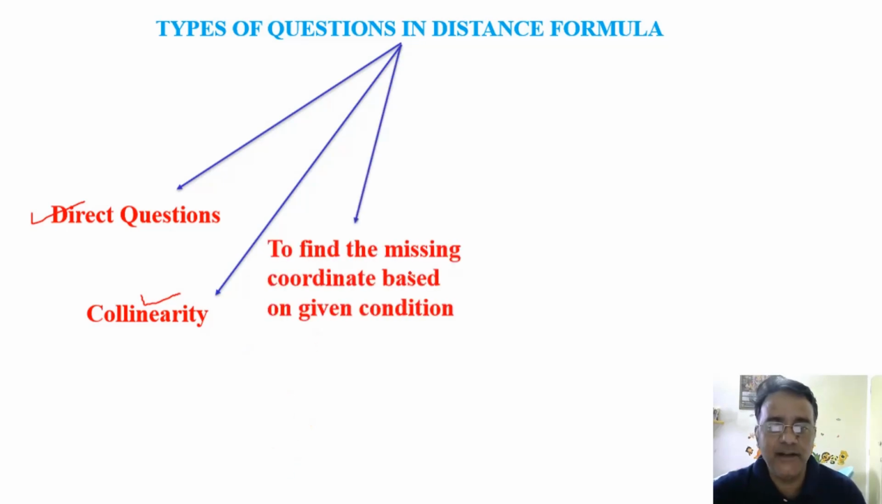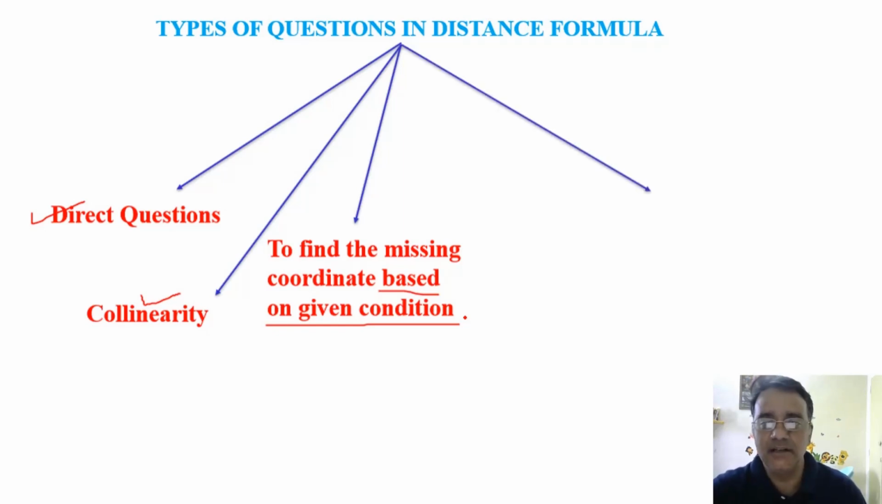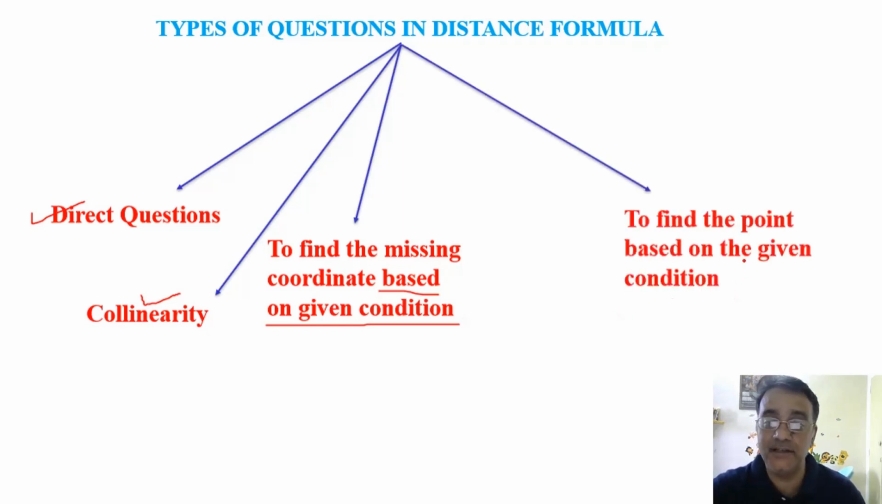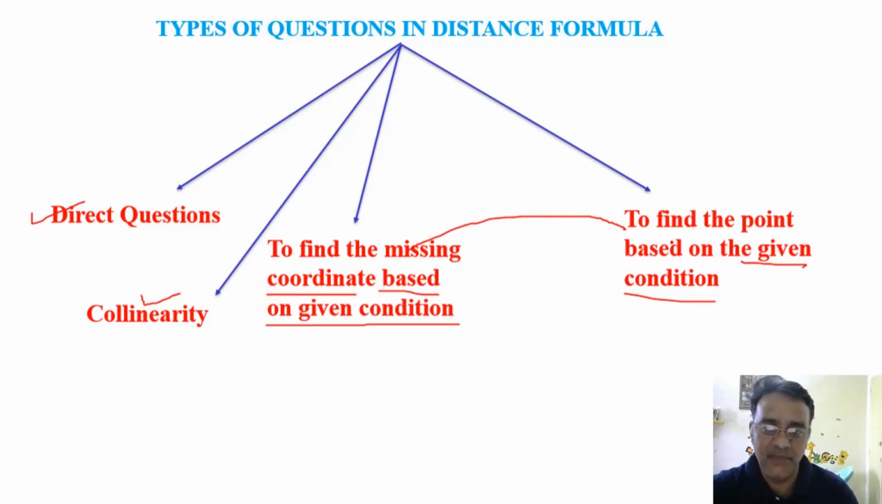Next one, to find the missing coordinates based on some condition. Some given condition means maybe the distance will be given or equidistance, like that some questions will be there. I will give some examples also. And next is to find the point based on given condition. See, these are two different questions. In this, one coordinate is missing in the point, and here you have to find the whole point.